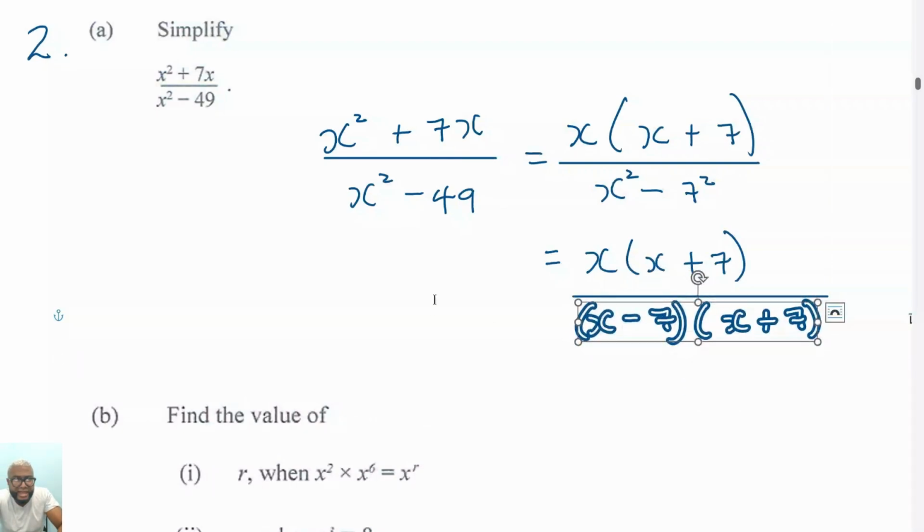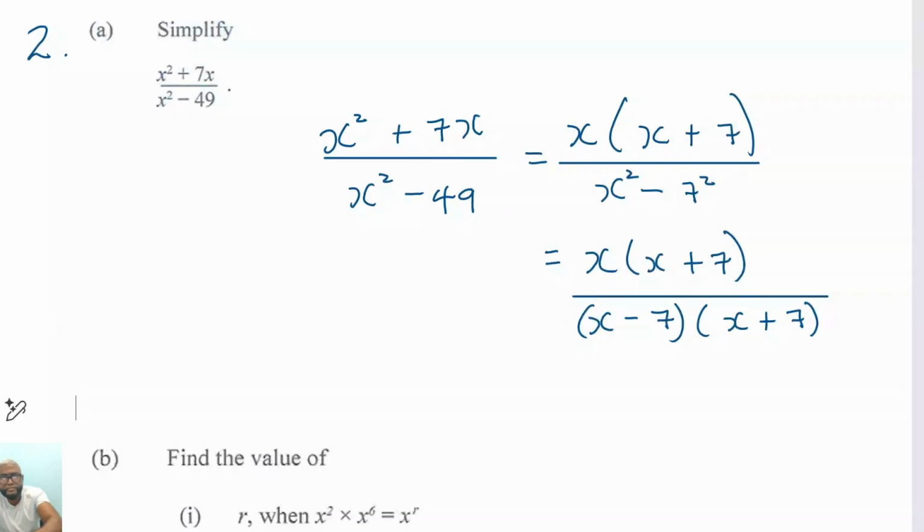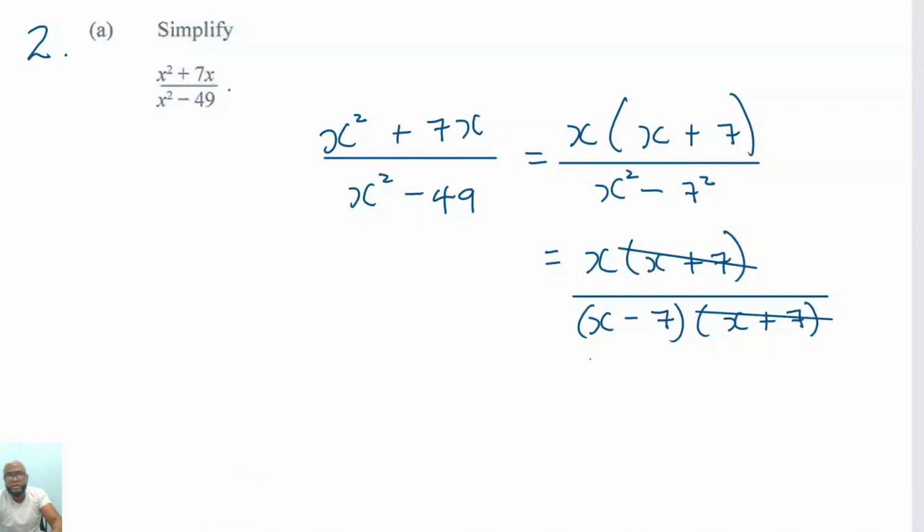What can cancel out here? Anybody? Come on. X plus 7. Excellent. X plus 7 cancels with x plus 7, right? So this will be equal to x remaining in the numerator position and x minus 7 underneath.